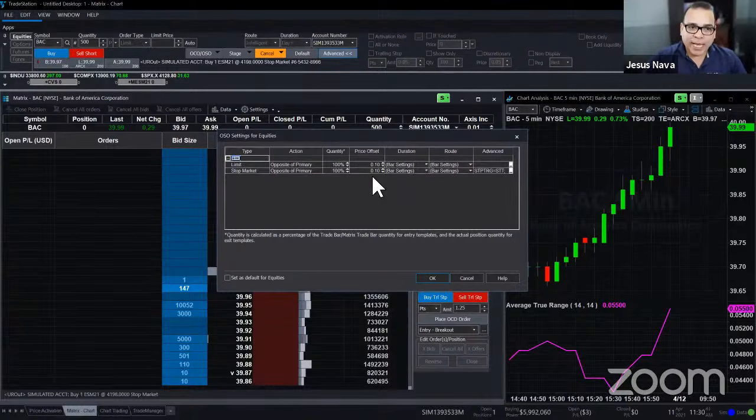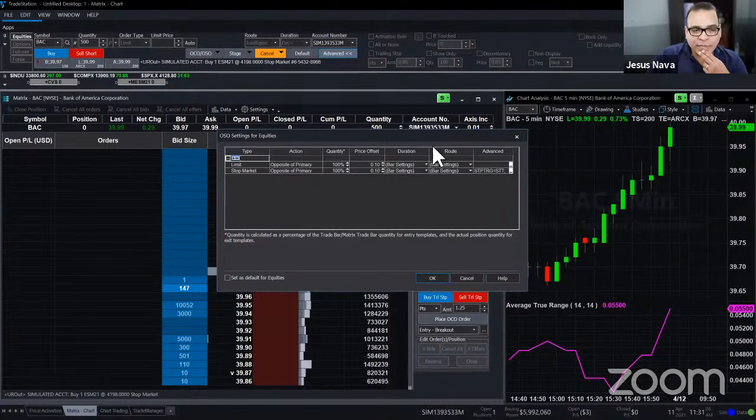But again, I like to look at Bank of America in terms of its ATR. If you look at its ATR on a 5-minute interval, it's about 5 cents. So that's an average. On a 5-minute chart, Bank of America moves about 5 cents every 5 minutes. So I use that calculation to be able to set some appropriate targets and stops.